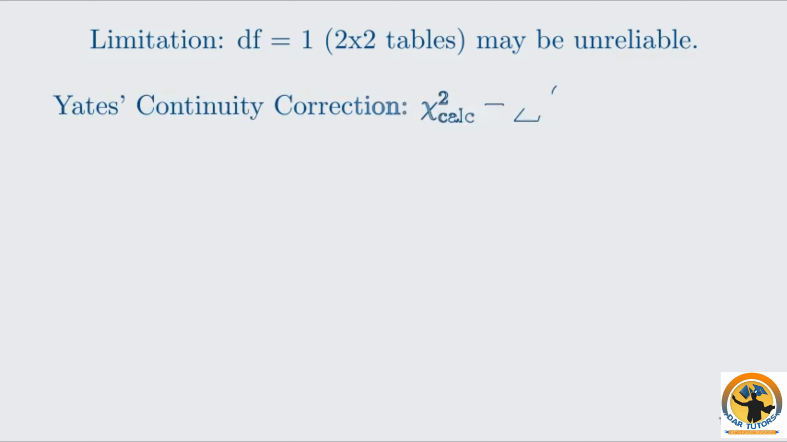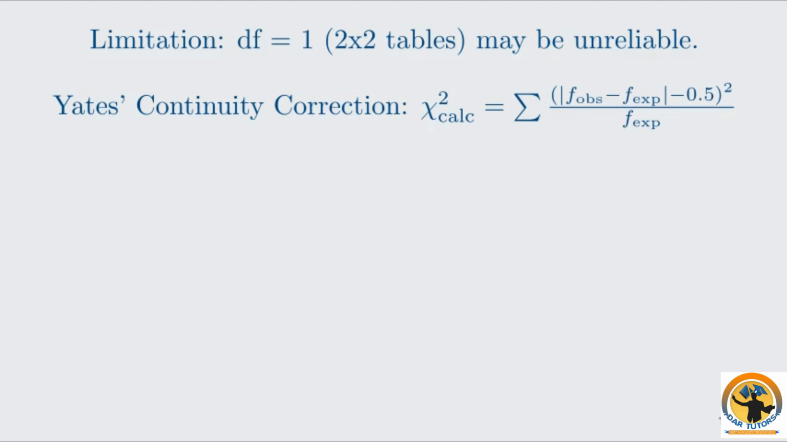The formula looks complicated, but it's a small adjustment. For each term in the sum, we find the absolute difference between the observed and expected frequency, subtract 0.5, and then square it. The effect is to slightly reduce the value of the chi-squared calc statistic, which makes it harder to reject the null hypothesis. It's important to know that when you use Yates's correction, you cannot use the built-in chi-squared test function on your graphics calculator. You must calculate chi-squared calc by hand.